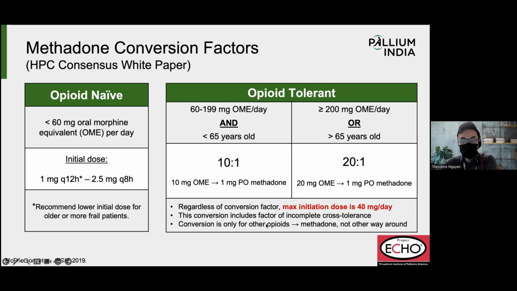And another thing that I want to emphasize is this conversion should only be used in one direction. So from other opioids to methadone, not the other way around. Because it is a conservative ratio from other opioids to methadone, if you did this the other way around, then you may cause an excessively high dose. So this is a one direction conversion only.